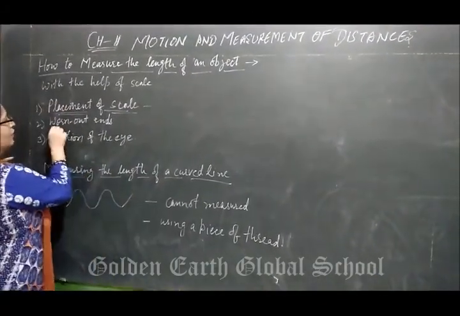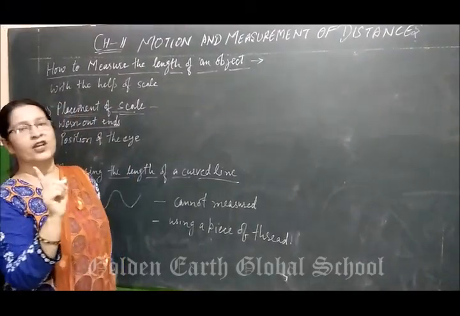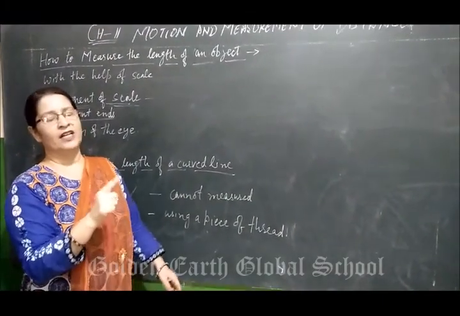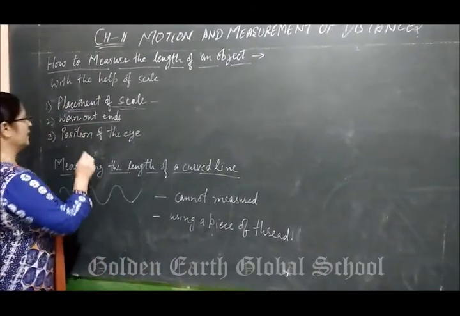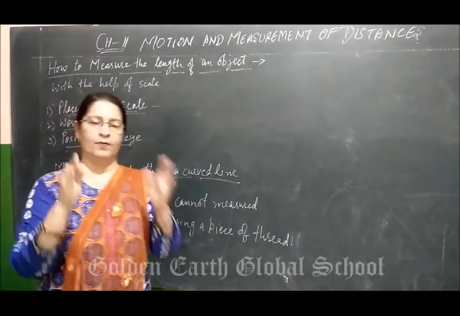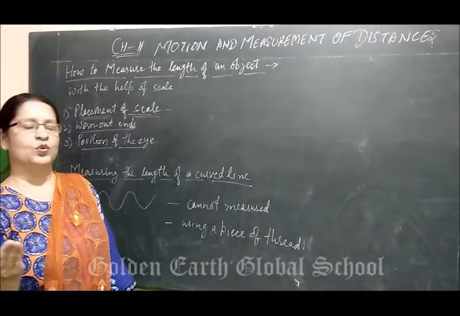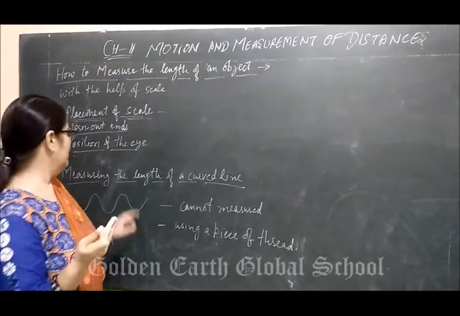Then next is a worn out scale. If it is worn out from the starting point, then we can never use the scale. It will also give error in our reading. Then the position of the eye. If we cannot fix the proper position of the eye, then it will again be difficult for us to take the correct reading of the length.